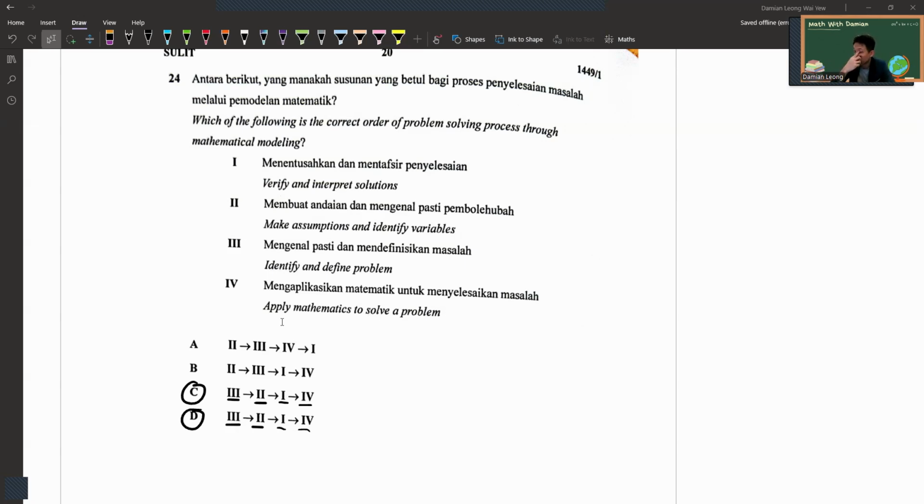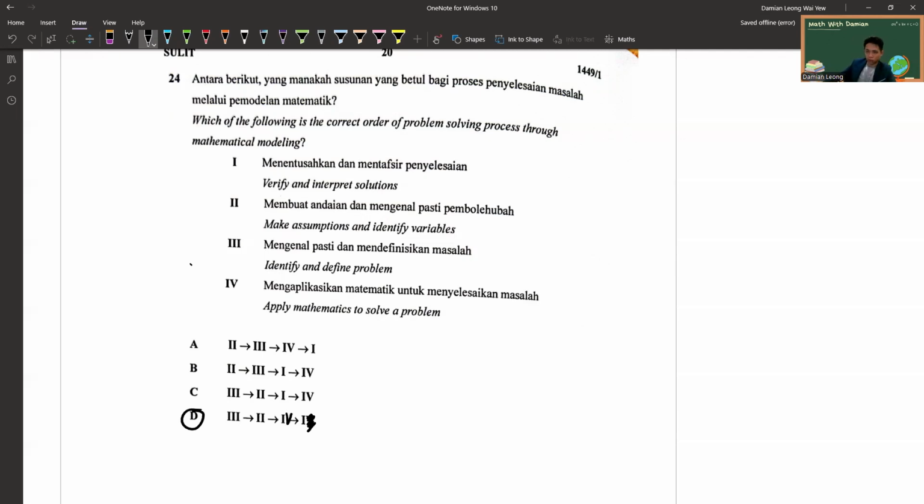Actually, wait, hold on. Verify, interpret solutions. No. I actually made a mistake. It should be 4 first. Then only 1. So actually this answer has a mistake. It should be 4 and then 1. Okay, for D.